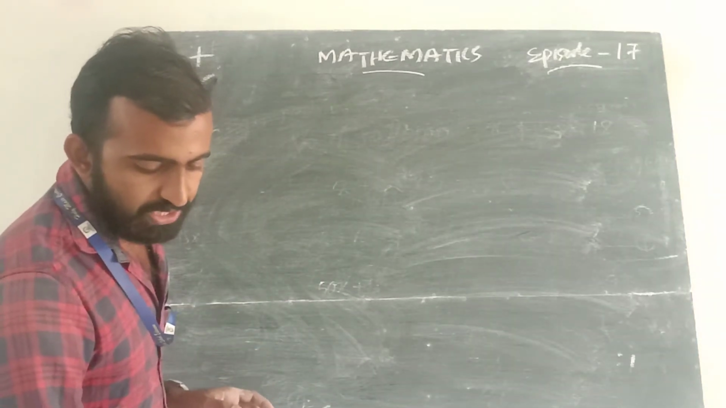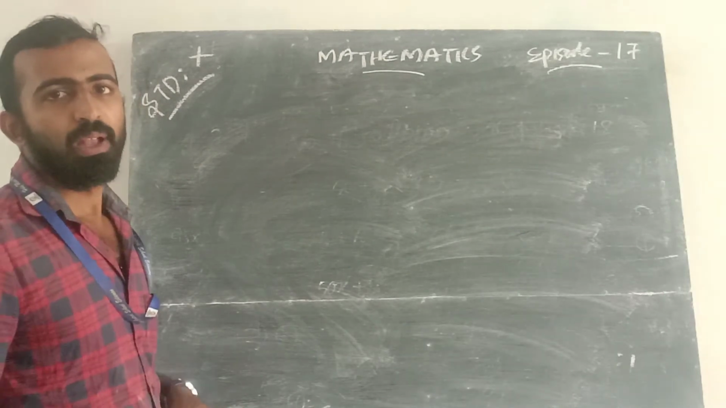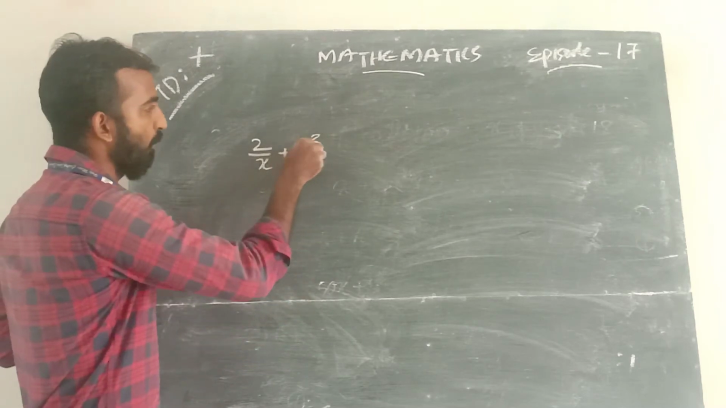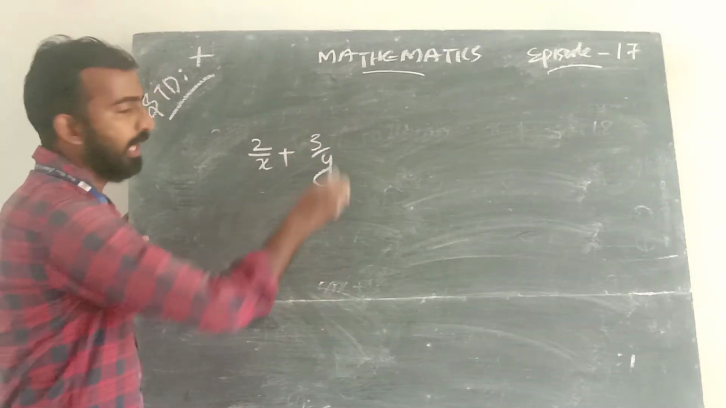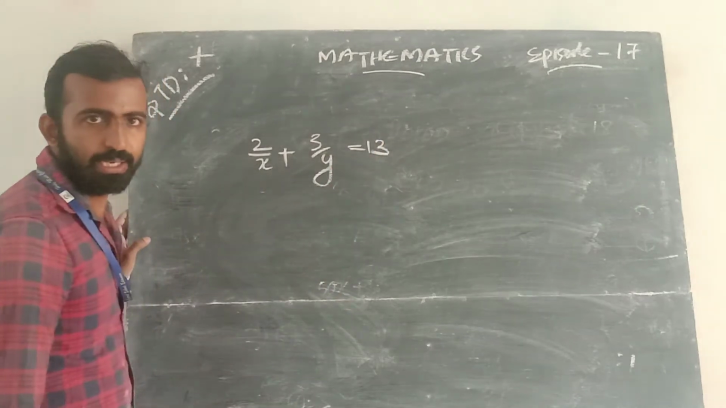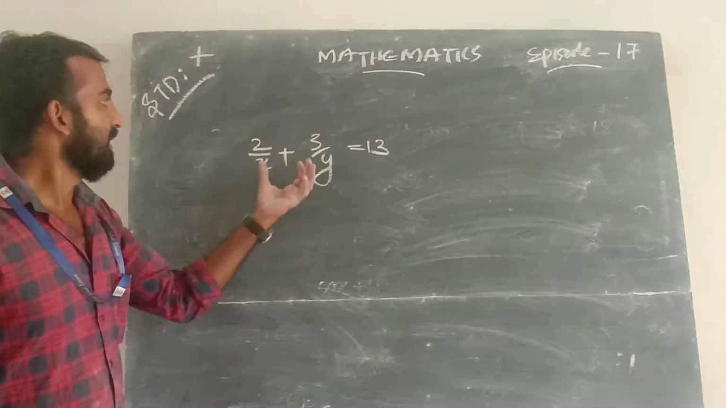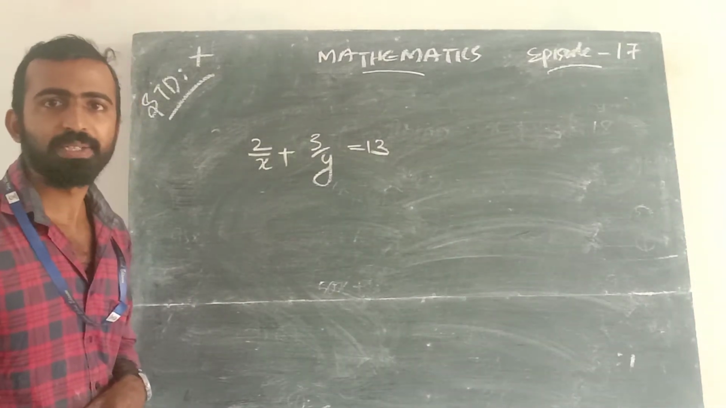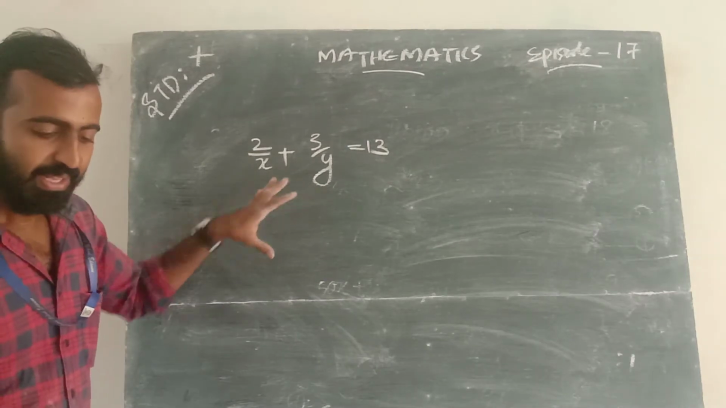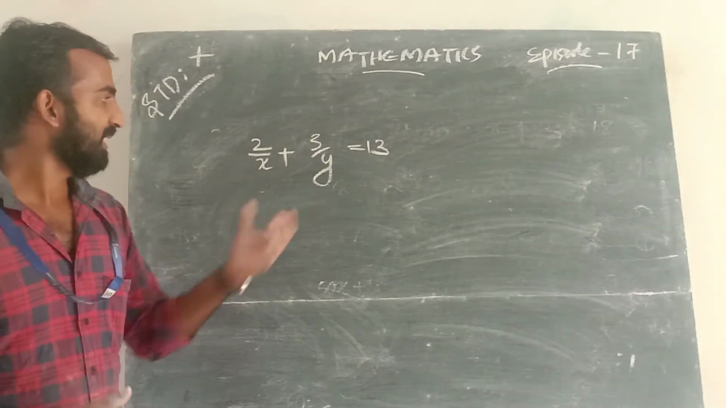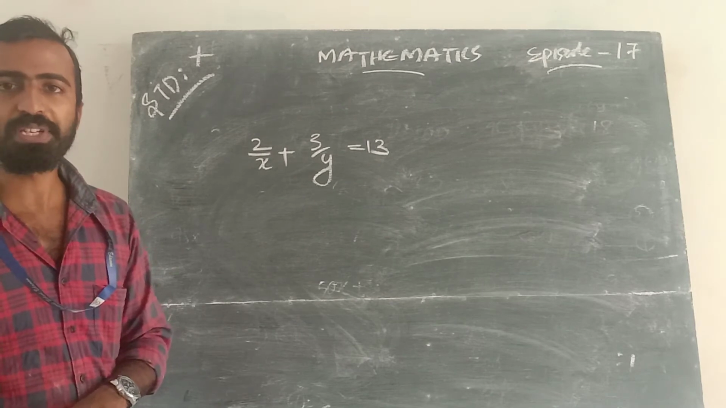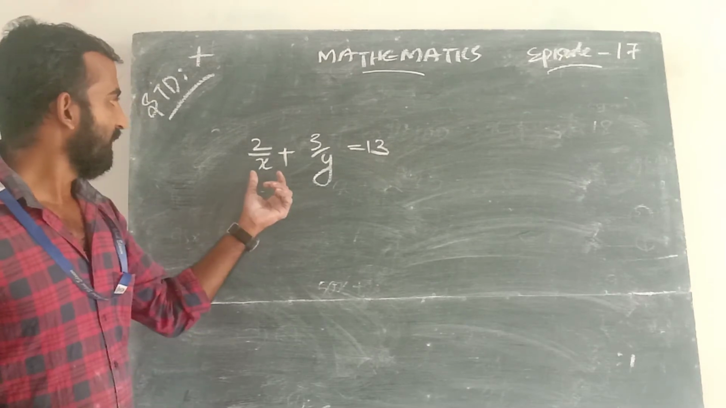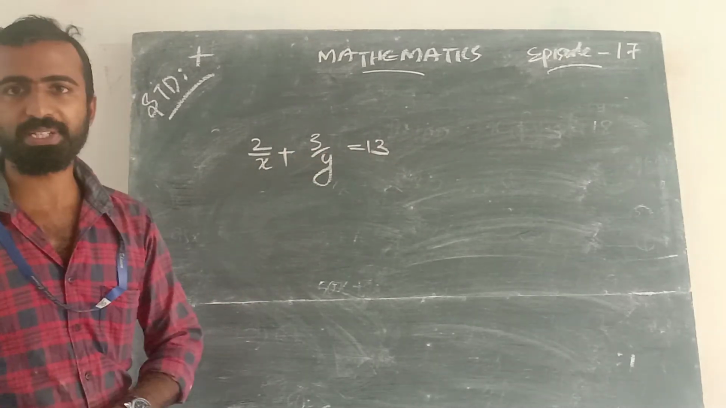Solve the pair of equations 2 by x plus 3 by y equal to 30. Is it a linear pair of equations? No. Now, which way do we reduce these equations to linear? That is, we must convert these equations into linear equations.